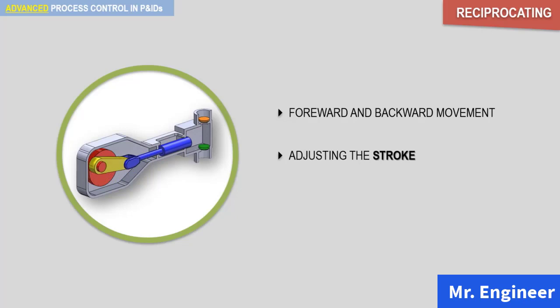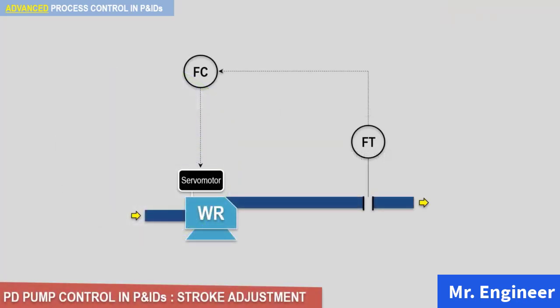Take a look at the following P&ID schematic. The stroke adjustment can be done by attaching a servo motor to the stroke adjustment lever of the pump. Then the signal from the flow control loop can increase or decrease the stroke length, which will adjust the flow rate of the pump.